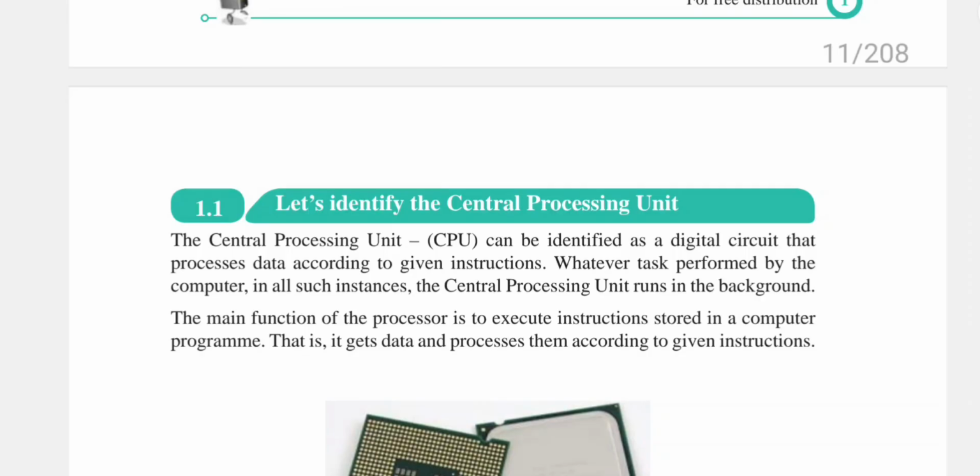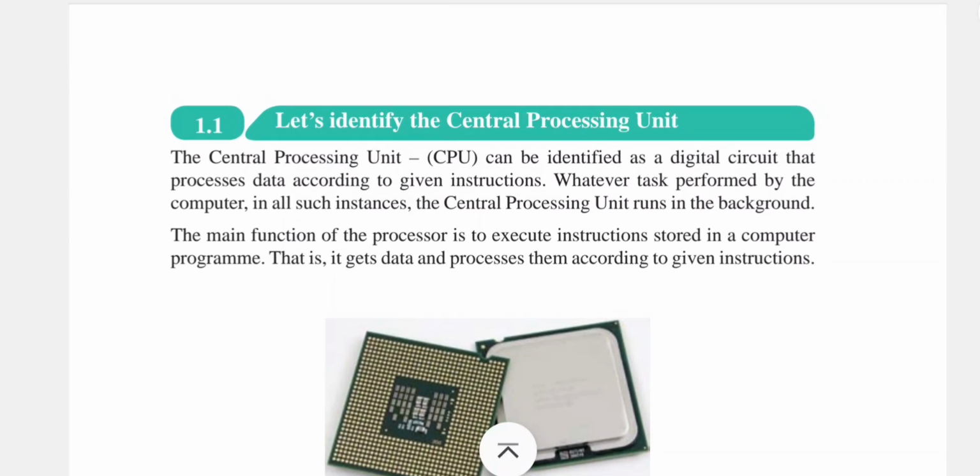What does the CPU do? Whenever you open an app, type a document, watch a video, or play a game, the CPU is working in the background all the time, even though you can't see it. The main function of the CPU is to read instructions from a computer program, get data, and process the data according to those instructions. This is how the computer produces results like text, images, sounds, or calculations.